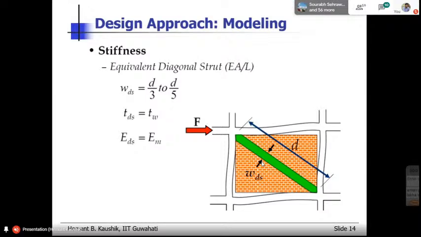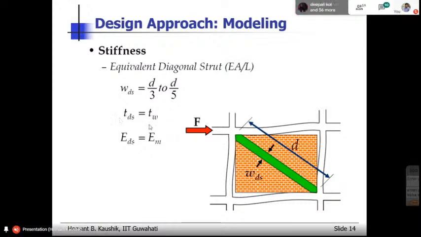Now, obviously, the depth will be equal to the depth of the wall or the thickness of the wall, right? And how much is the width? That depends on many parameters. It depends on the relative strength of the frame and the wall, on the relative stiffness of the frame and wall, on the slenderness of the wall, and on the diagonal length. So I'll show you some equations on how to calculate this width. But remember, the depth of this diagonal strut is equal to the thickness of the wall. So that is what is shown here.